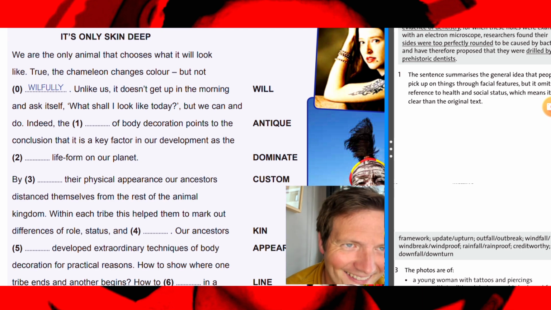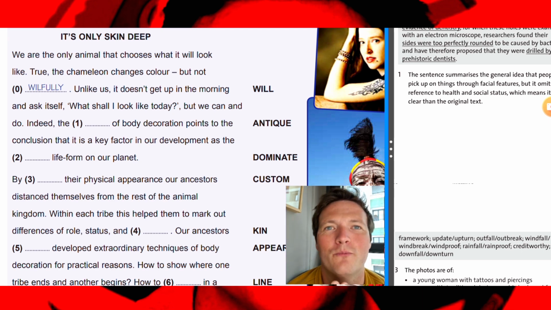It's only skin deep. We are the only animal that chooses what it will look like. True, the chameleon changes colour, but not willfully. Unlike us, it doesn't get up in the morning and ask itself, what shall I look like today? But we can and do. Indeed, the antique of body decoration points to the conclusion that it is a key factor in our development as the dominates life form on our planet.